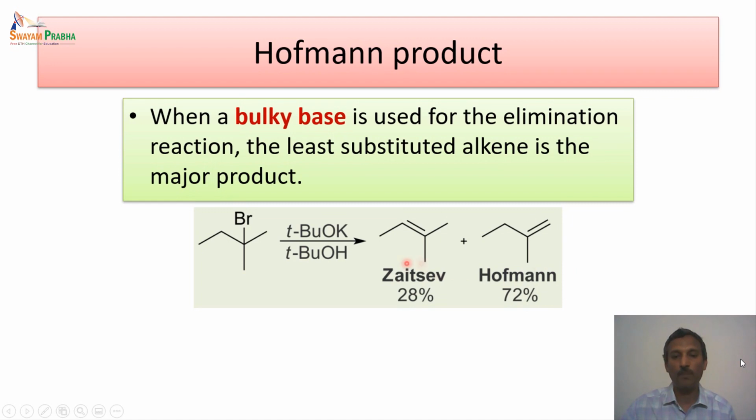According to this, when we use a very bulky base, the Hofmann product is formed as the major one compared to the Zaitsev one. The Zaitsev name is sometimes spelled differently, so don't worry about that. This is the most branched isomer, and this is the least branched isomer. So the Zaitsev rule says the most branched isomer will be formed when we use a linear or smaller base. The Hofmann rule says when we use a bulky base, it is going to give the least substituted alkene.